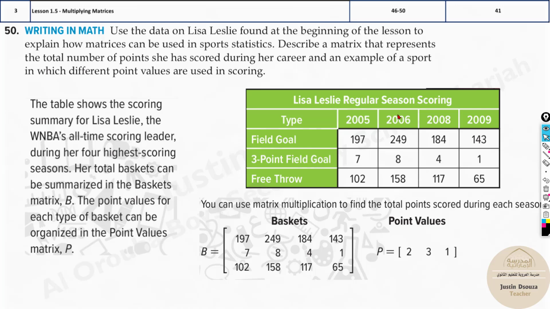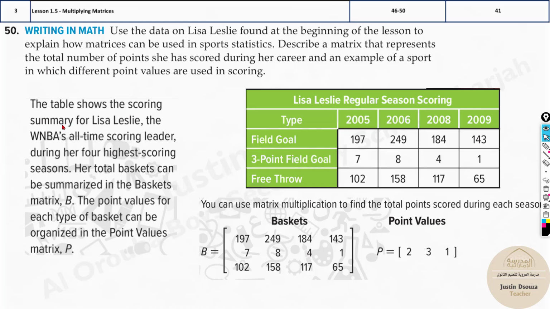Okay, we have one last to go. Feels like it's never going to end, right? Writing in math. So use the data on Lisa Leslie found at the beginning of the lesson to explain how matrices can be used in sports statistics. Describe a matrix that represents the total number of points she has scored during her career and an example of a sport in which different point values are used in scoring.